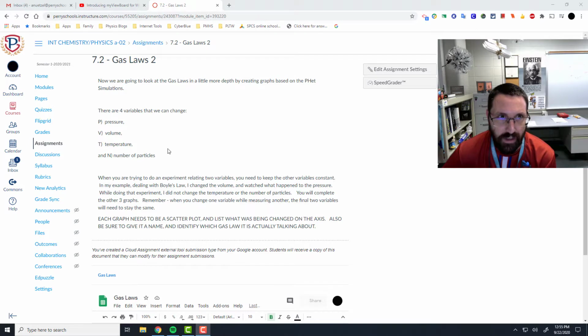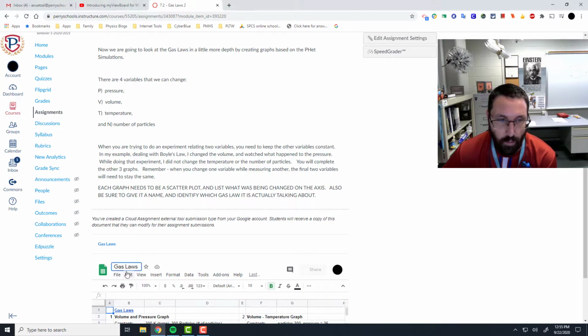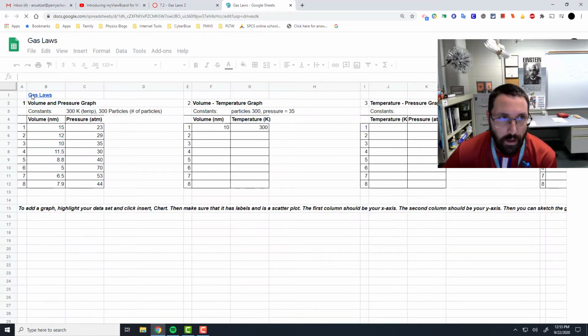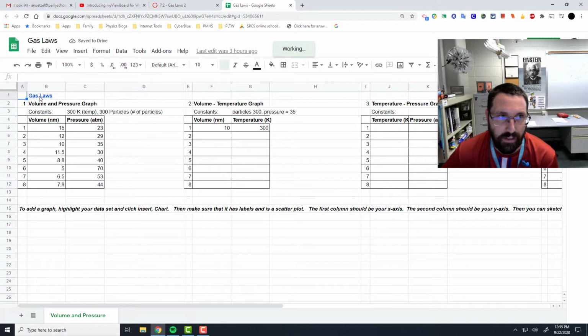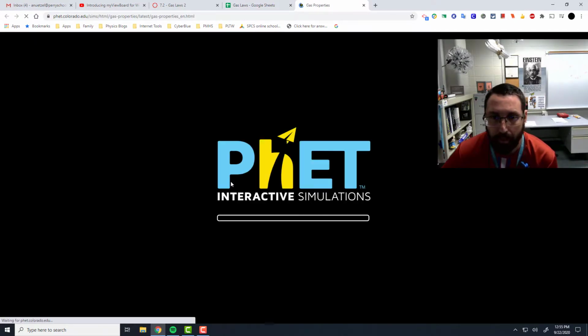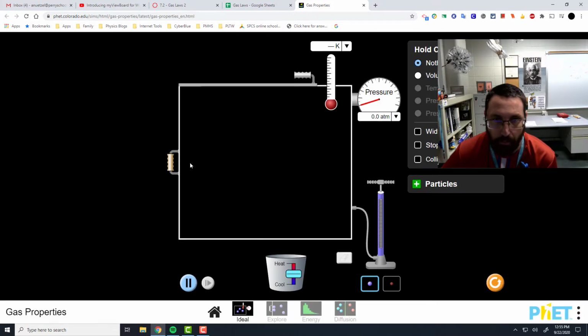Hello there, students. Today we're going to be working on 7.2, the gas laws assignments. We have two of them, and I'm going to start with the second one. So I'm going to open up the document in a new window, and the very first thing that we have there is the link to the simulator.